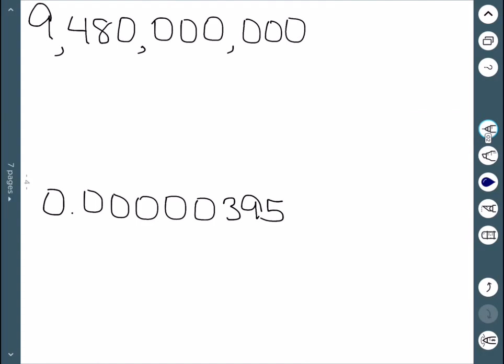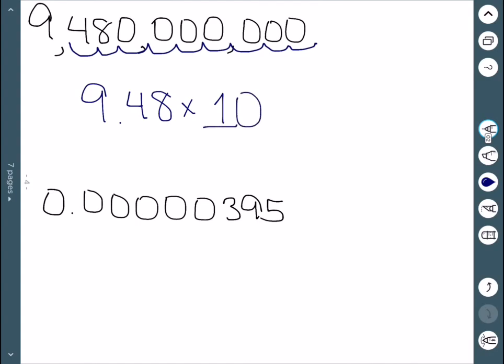Here we have this really big number first. Since there's no decimal place in the number, we know it's at the end. If we want to make this between 1 and 10, we have to start moving the decimal. 1, 2, 3, 4, 5, 6, 7, 8, 9 times. So we have 9.48 times 10. Since our original number was bigger than 1, this is to the 9th power.